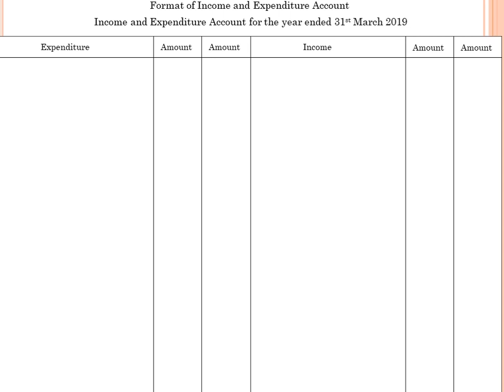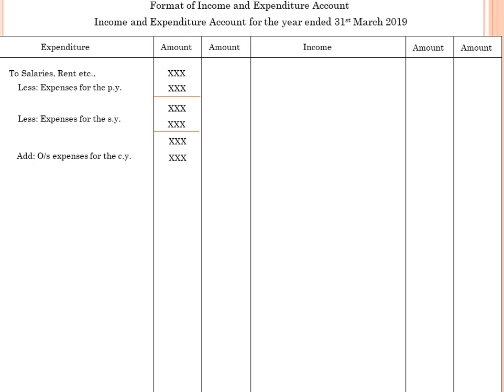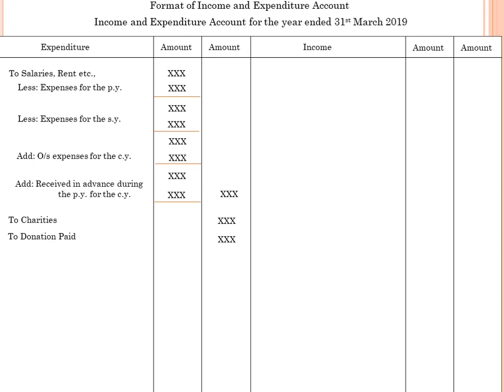Okay, now we start with expenditure. To salary, rent, etc., put the value in a column. Less expenses for the previous year, less expenses for the subsequent year, add outstanding expenses for the current year, add received in advance during the previous year for the current year, and the balance we put in the outer column. Followed by to charities, to donation paid, to stationery, to loss on sale of asset, to depreciation.